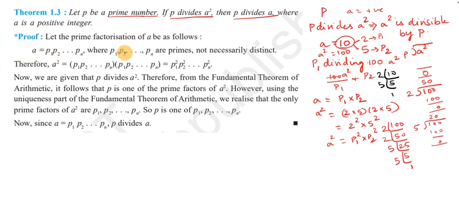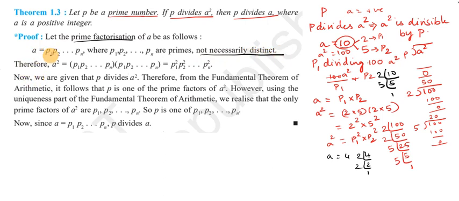Here we are saying that P1, P2 all are primes because we are doing it by the prime factorization method, and not necessarily distinct. That means it can change. If I am going to consider A to be 4, then when I do the prime factorization I will get 2 and 2. So they are not distinct, they can be repetitive. That's why the words not necessarily distinct are given.